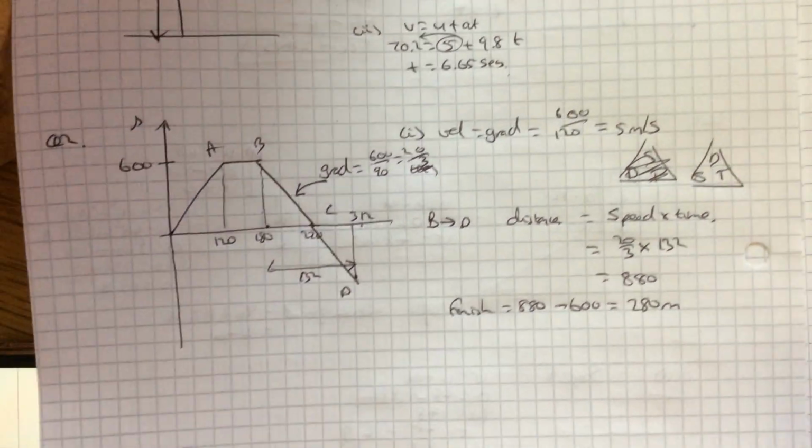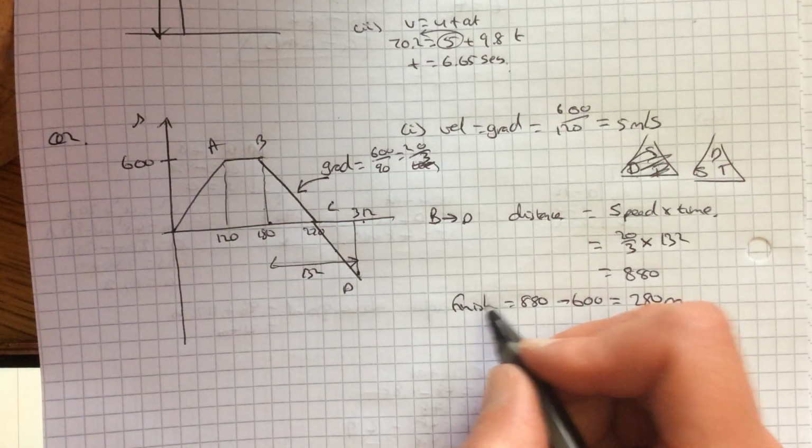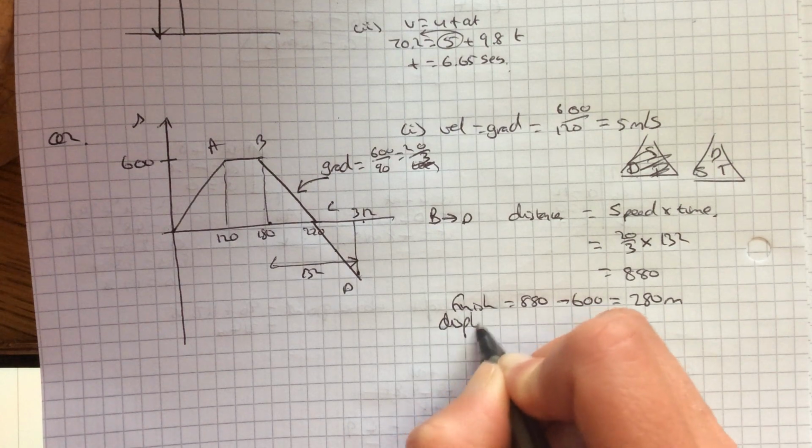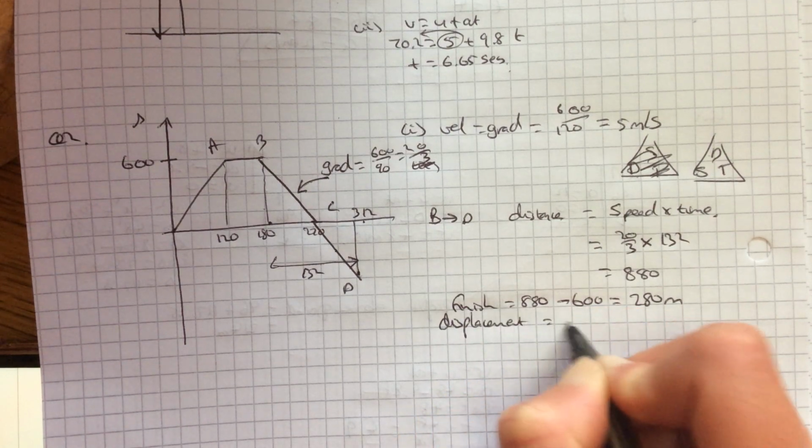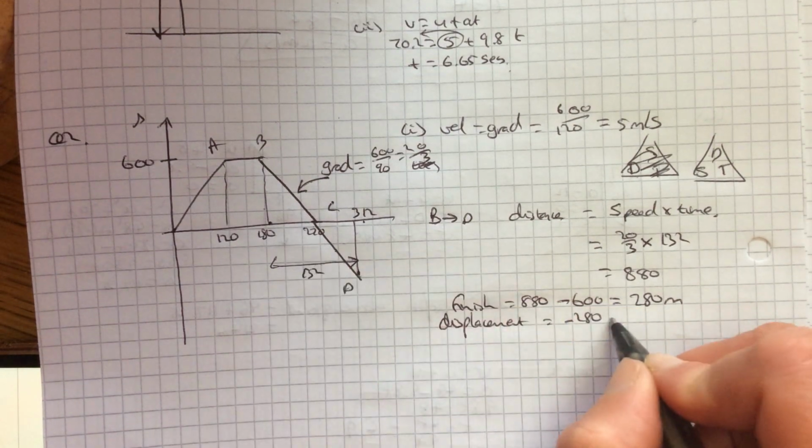I better give it properly there. It's looking for displacement. So displacement is minus 280 because I'm now in the opposite direction.